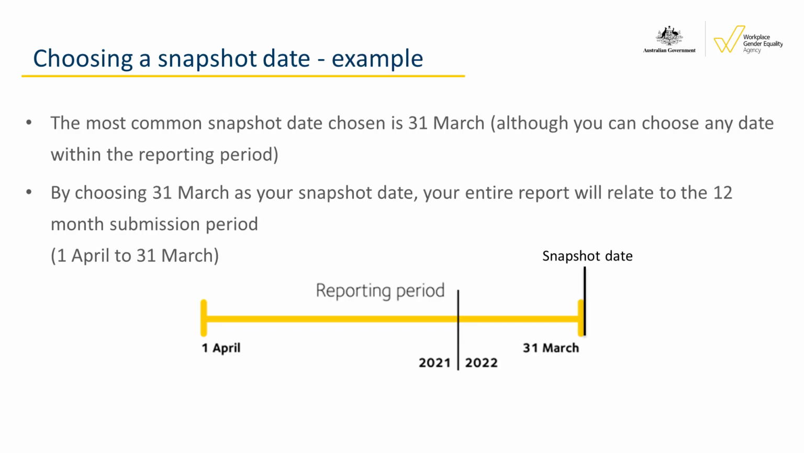To keep things simple, most organisations choose the 31st of March as their snapshot date. This means that the answers in your questionnaire, the data on your workforce management statistics worksheet, and the workplace profile will all cover the same period. The workplace profile will be populated with employees who were employed on the 31st of March.